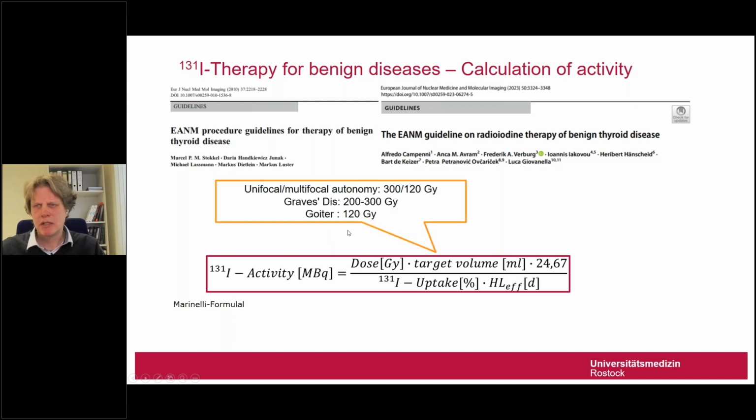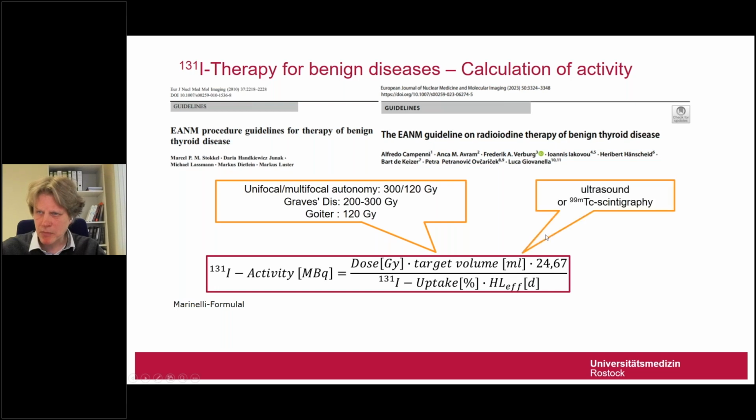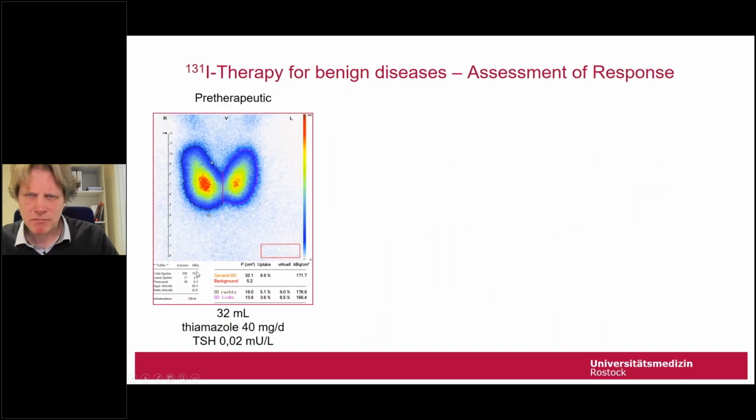Since in this particular case we have target doses to reach and to give a certain probability to treat the disease, we have the target volume, and we have the patient-specific uptake and the effective half-life. And then we end up with an activity. And this is a very brief example of how this is used in clinical routine in my department.